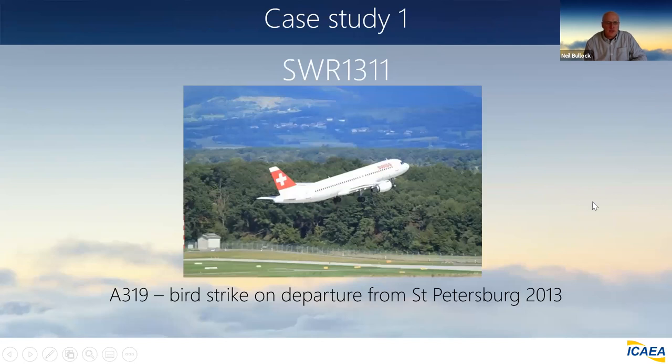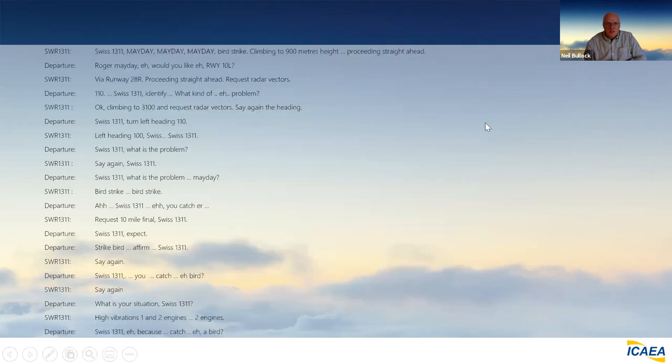So the first scenario is a situation encountered by a Swiss Airbus taking off from St. Petersburg in 2013. Bird strike, multiple bird strike affecting both engines on departure. And you'll hear now some of the pilot ATC communication, and it's on the screen for you to read through as we listen to it, and then we'll throw some more questions at the panel based on this individual situation that you're going to hear now.